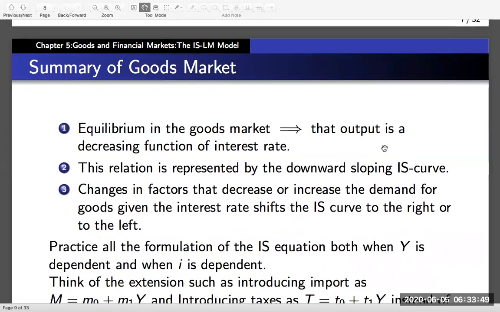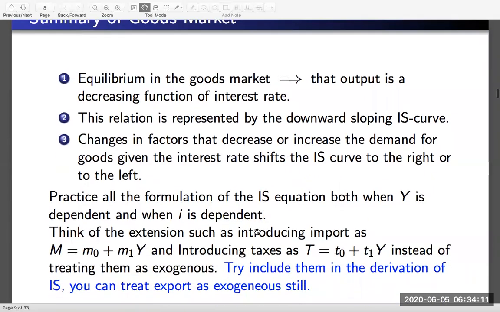So the equilibrium in the goods market implies that output is a decreasing function of interest rate. We know that it's downward sloping. The relationship is represented by the downward sloping IS curve. The change in factors that decrease or increase the demand for goods, given the interest rate, shift the IS curve to the right or to the left. So remember that.